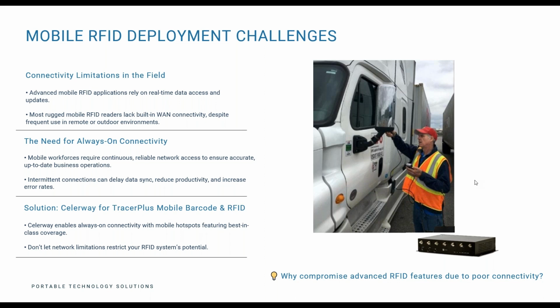So you might have a very rugged RFID mobile device, which works great inside the warehouse. If you wanted to take it out into the field, like maybe this picture you see here of the guy scanning the cab, you may not have that Wi-Fi coverage out in the field. So with a Celerway device paired up with Tracer Plus software, you can have that always-on connectivity and extend the use cases for those devices out into the field. And then a lot of the applications that are being developed nowadays really require that always-on connectivity. Web-based applications where you need to have up-to-date data out in the field.